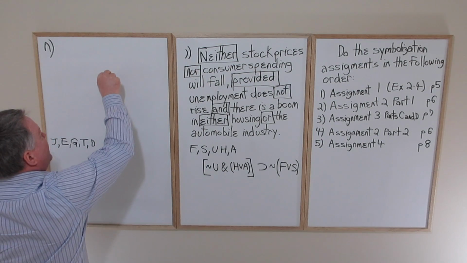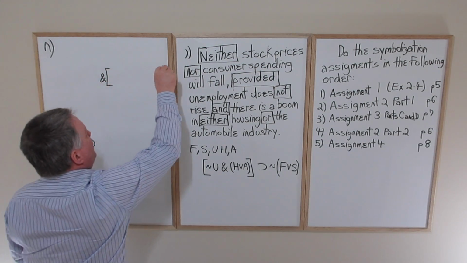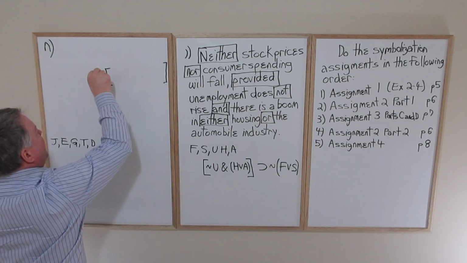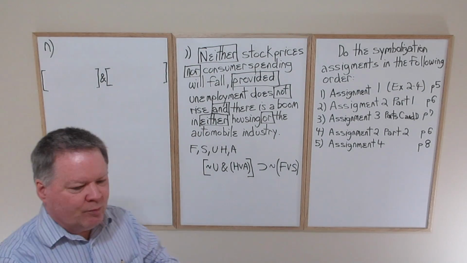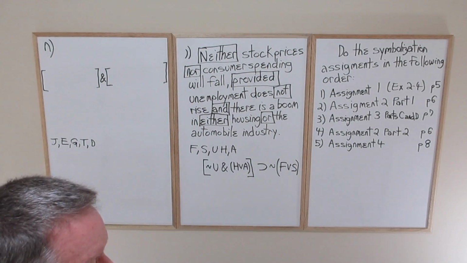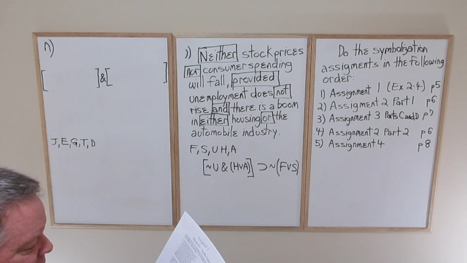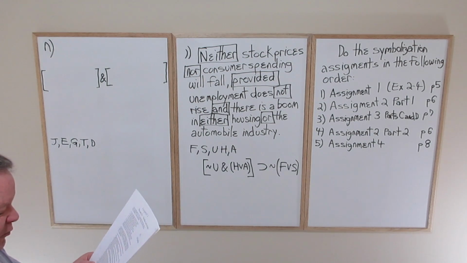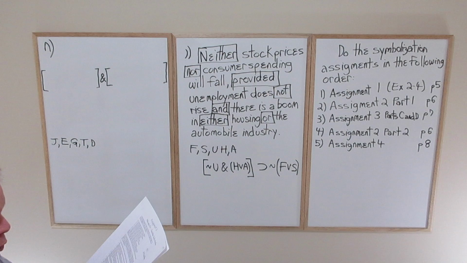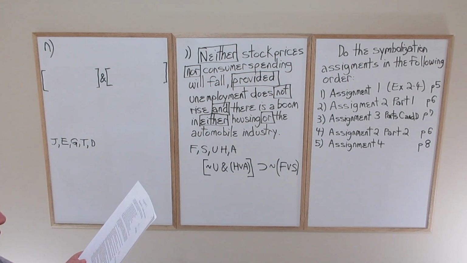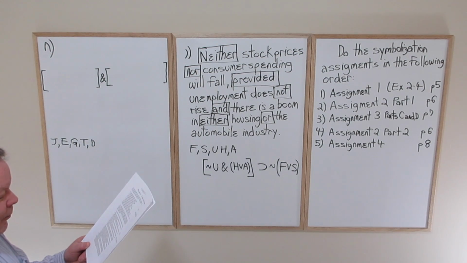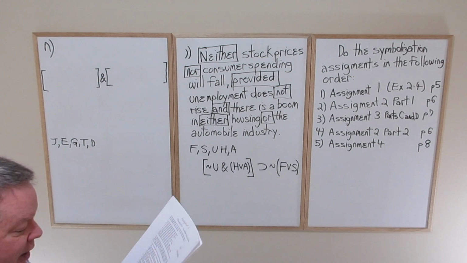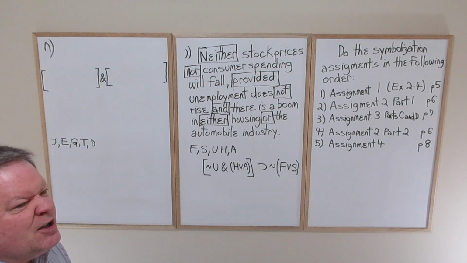So I'll put an ampersand in the middle, and each of the two halves, which are likely to be pretty complex, are going to go inside those square brackets. At this point then, let's consider all of the stuff before the word however. More jobs will be created and the economy will improve only if government spending is increased and taxes are not raised. What we have there is a conditional.